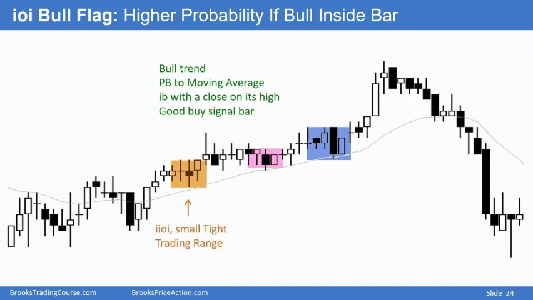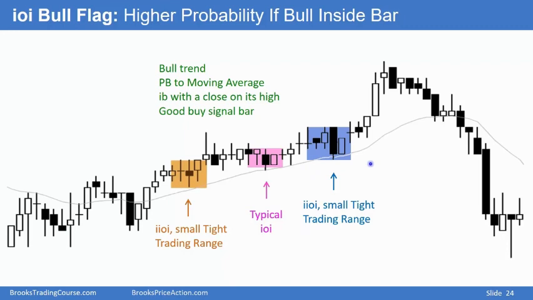Here we have an IIOI. So we have an IOI where this bar is actually outside of that bar. Irrelevant. It's a small pause in a bull trend. The odds are we're going higher. And then if we have an inside bar at the end of the tight trading range, closing on its high just above the moving average, it's a reasonable buy. This is a more typical IOI in a bull trend, so it's a buy above the high of that bar.